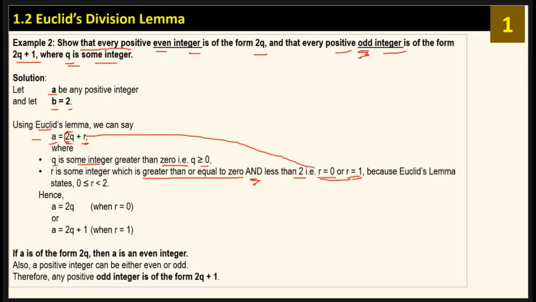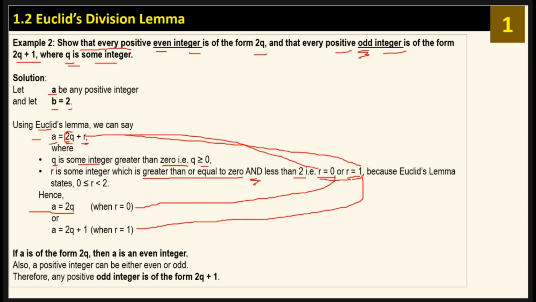So we have this r as either equal to 0 or equal to 1. When r is equal to 0, a becomes equal to 2q, and when r is equal to 1, we put the value of r here and we get a is equal to 2q plus 1. And when r is equal to 0, we put r equal to 0 here and get a is equal to 2q.